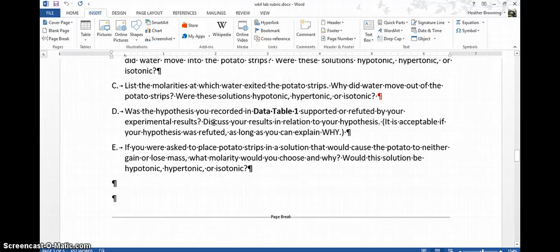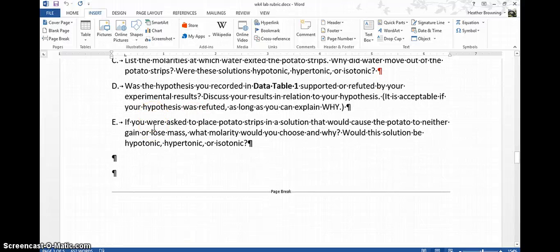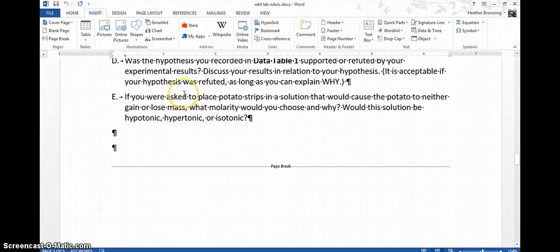Then what was your hypothesis? Was it supported or refuted? And then let me know why. And you were asked to place the potato strips, why can I not say strips today? Potato strips in a solution that would cause the potato to neither gain or lose mass. If you were asked to do this, what molarity would you choose and why?